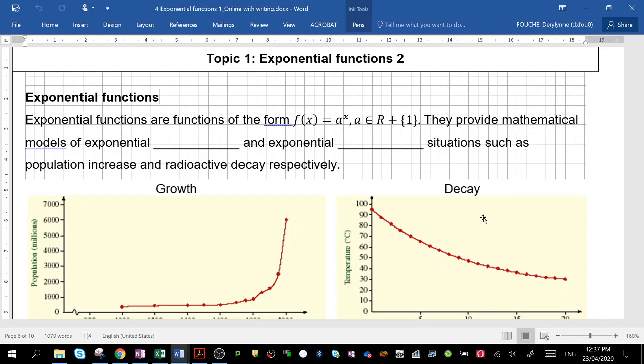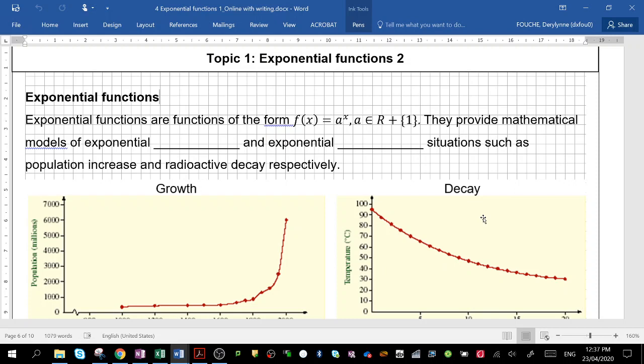You would have been introduced to them last year in grade 10 where we did very basic exponential functions and you would have had to read off a value from the graph. This year you're going to need to be able to graph them from given information as well as be able to derive a formula for an exponential function from a graph.